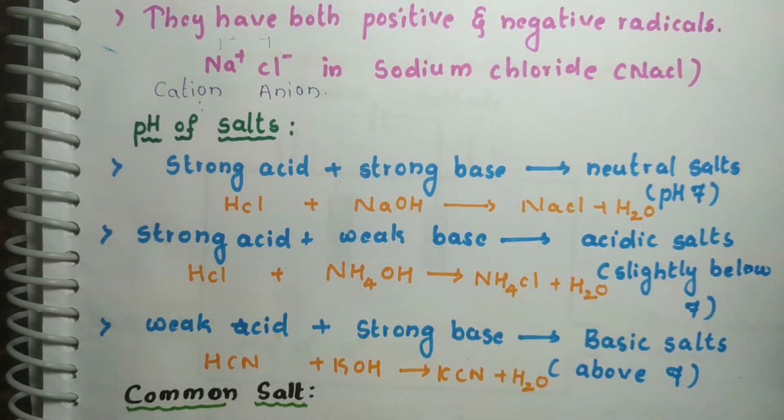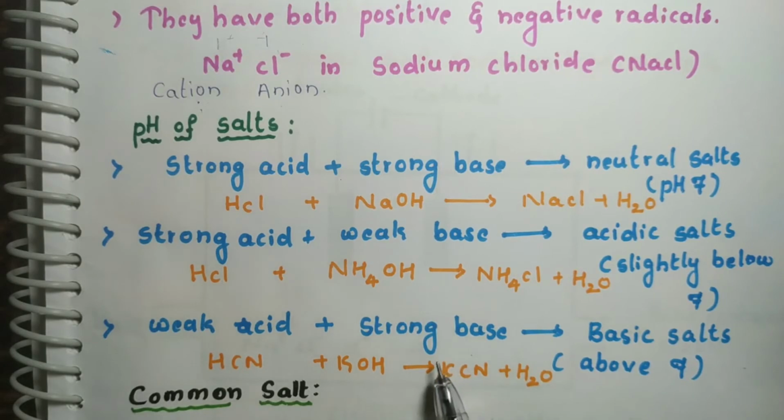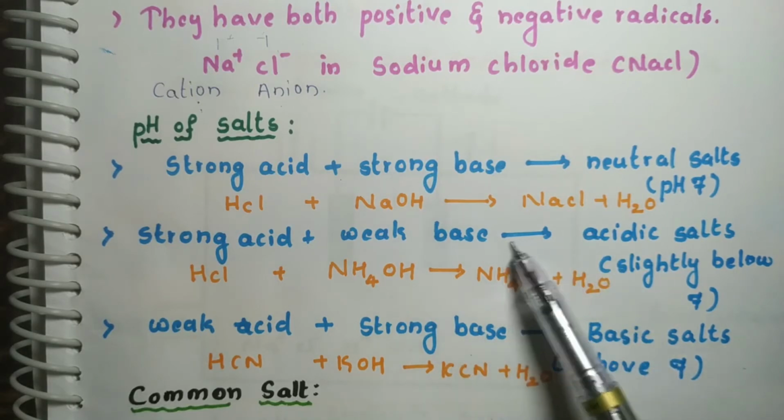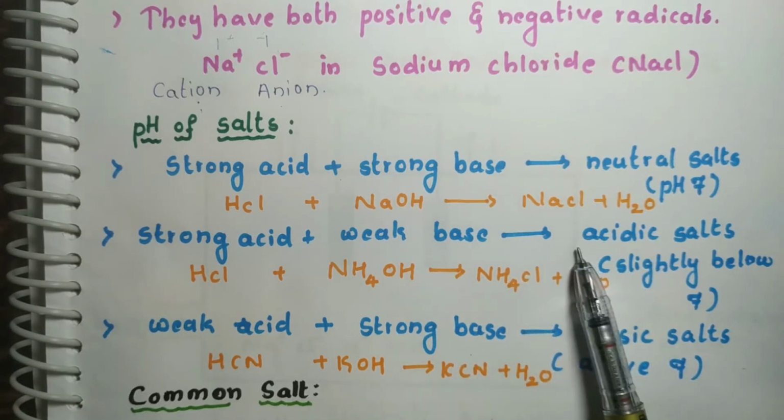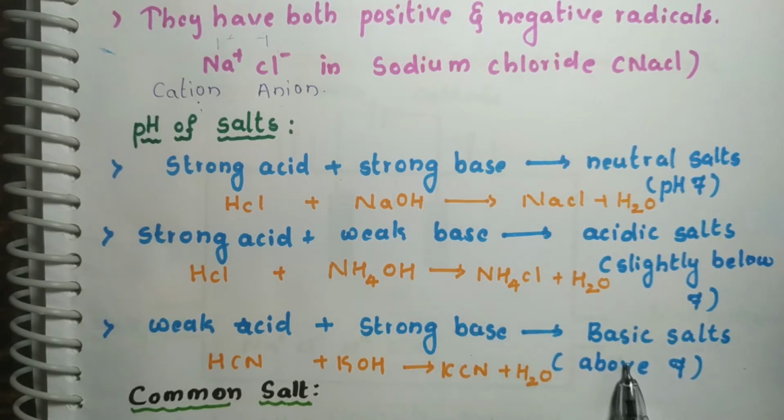When a weak acid reacts with a strong base, it will form basic salts. When HCN, which is a weak acid, reacts with KOH, which is a very strong base, it forms KCN and water. Why does this happen? Why do they form acidic or basic salts? It is because of incomplete neutralization. Incomplete neutralization results in the formation of either acidic or basic salts.